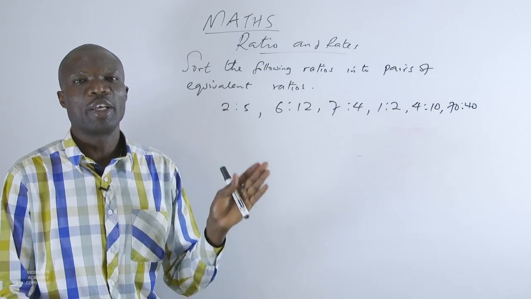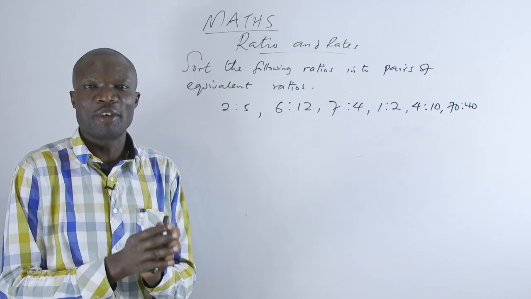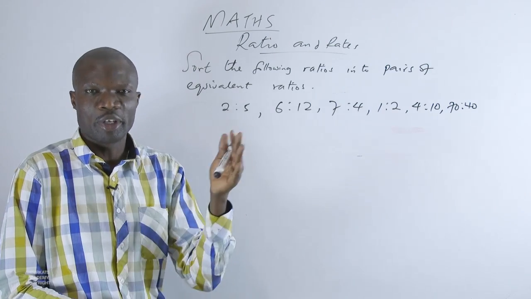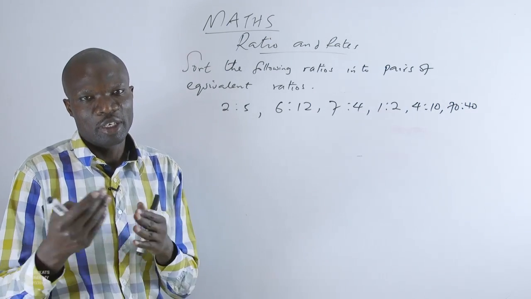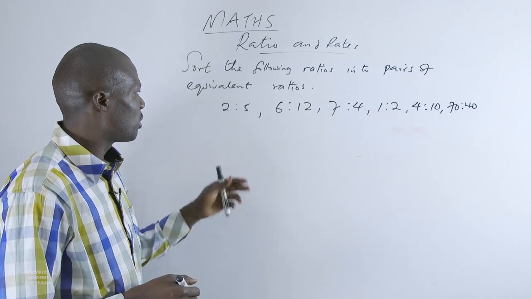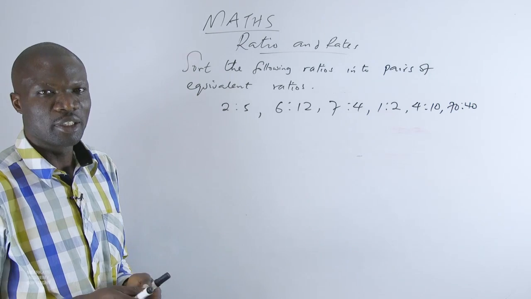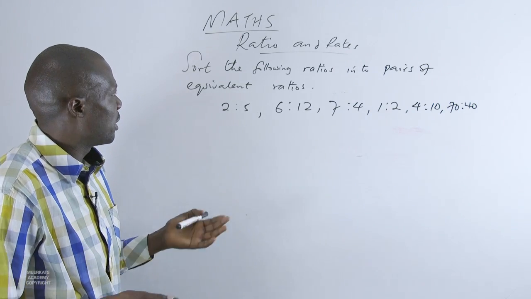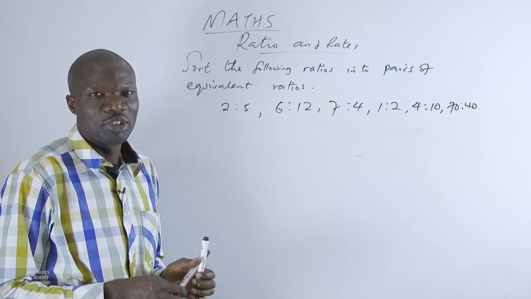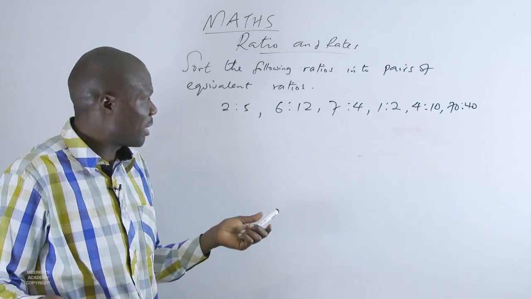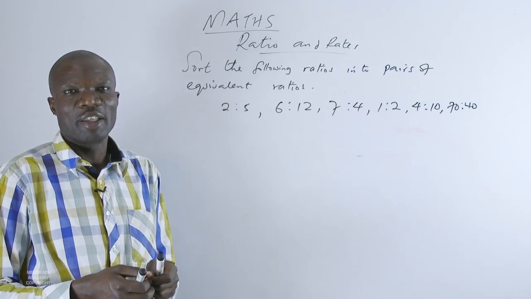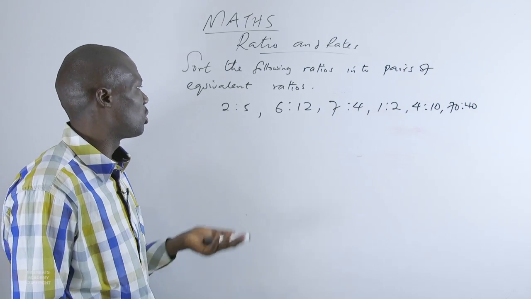Take note that we can only have equivalent pairs if either it is multiplied by a factor to generate the equivalent ratio, or divided, both numbers divided. So let us start with this first one. So we shall look at it to find which pair it will get. 2 to 5 and 6 to 12. Is there any way that you can multiply 2 to 5 and get anything related to this? The answer is no. There's no way.